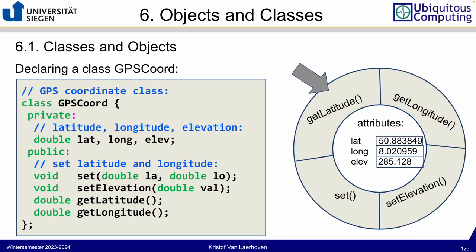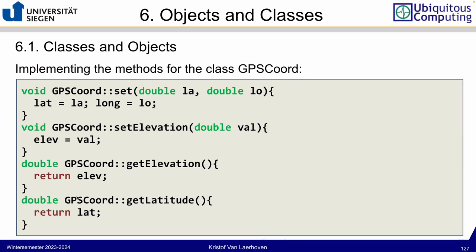Right, and this makes sense because this is how we declared it here. If we would forget any of those over here, we would get an error later from C++ or the compiler who says, you promised that you would implement the get latitude, but you're not doing this anywhere.